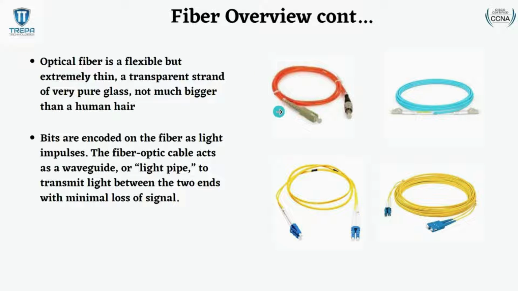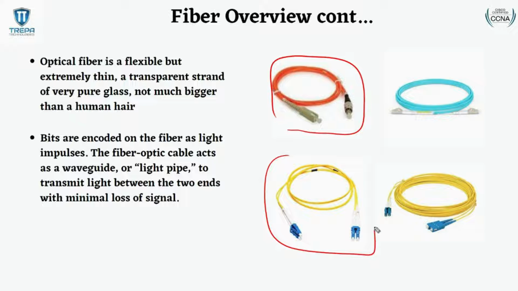So, more overview. Optical fiber is typically flexible but extremely thin. It's just a transparent strand of very pure glass that sends light, right? So bits are encoded on fiber as light impulses instead of electric impulses. And as we can see here, we have different types of fiber with different types of connectors. So we're not using RJ45 for fiber connections. We actually have a lot of different types of connections, as you can see in these pictures here.